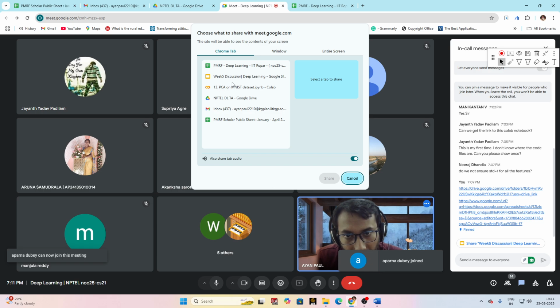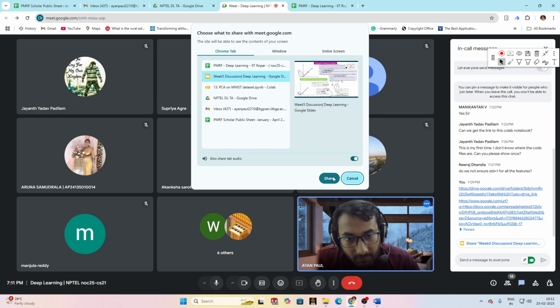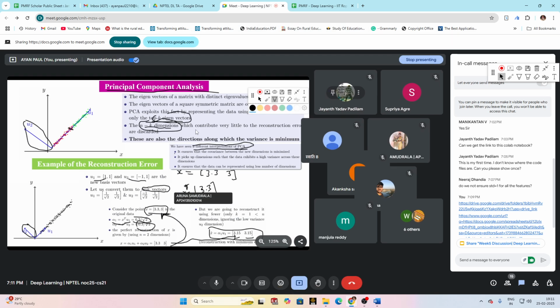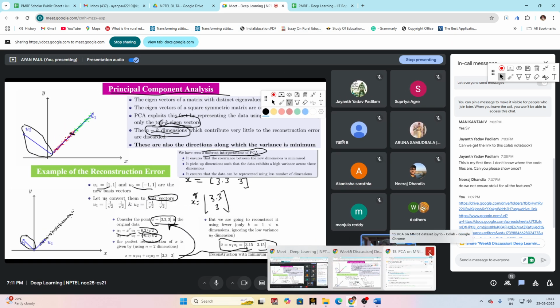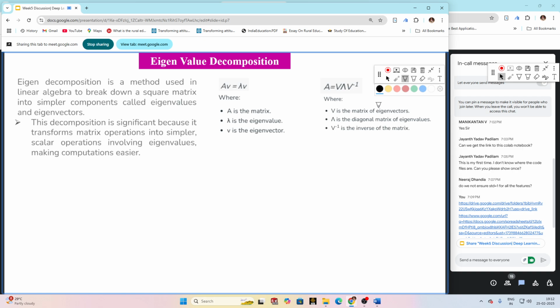So let's move on to our discussion section. What we have discussed: eigenvalue, eigenvector, then linear algebra, then principal component analysis. Now we are left with two things. One is called eigenvalue decomposition, and another is called singular value decomposition. So how to calculate the eigenvalue decomposition and how to calculate the singular value decomposition.